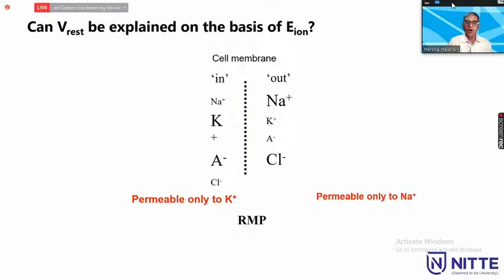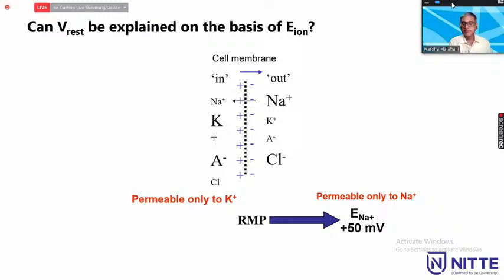On the other hand, if the cell membrane is permeable only to sodium, then sodium would move from right side to left side, that is from outside to inside, until charge separation is strong enough to result in an opposing electrical gradient to stop sodium movement. Now this happens when the electrical gradient approaches plus 50 millivolts for sodium. That is, outside is positive compared to inside. So if the cell membrane is permeable only to sodium, then the resting membrane potential should have been equal to the equilibrium potential of sodium, which is plus 50 millivolts.